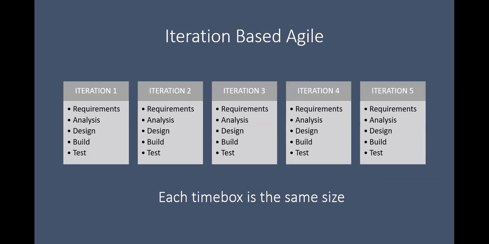Now, from the lens of the iteration-based agile, reading from Mike Cohn's Succeeding with Agile book, he writes, "It was later I discovered the benefits of fixed sprint length. Teams benefit from a regular cadence. Sprint planning becomes easier. Release planning becomes easier."